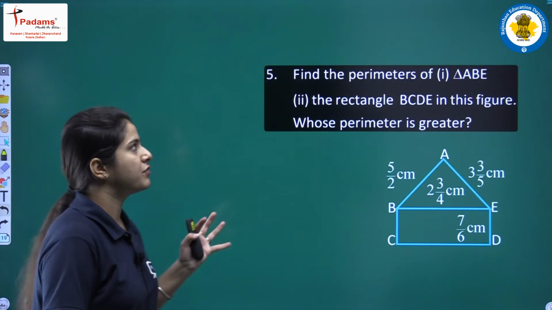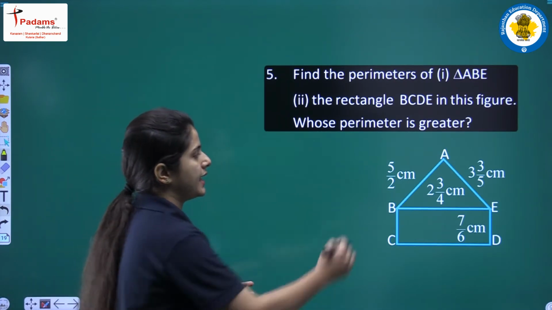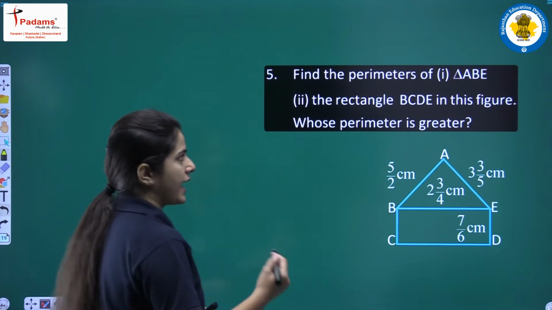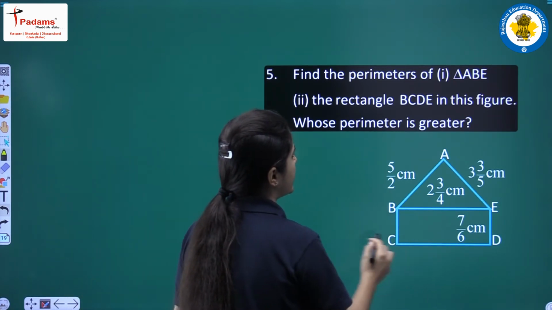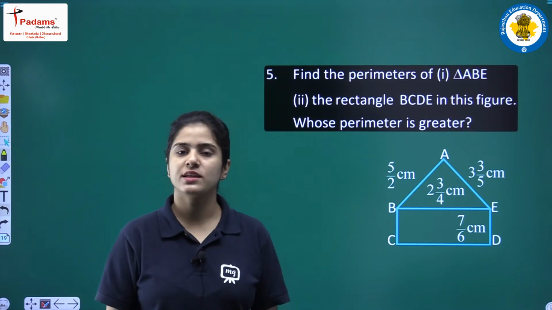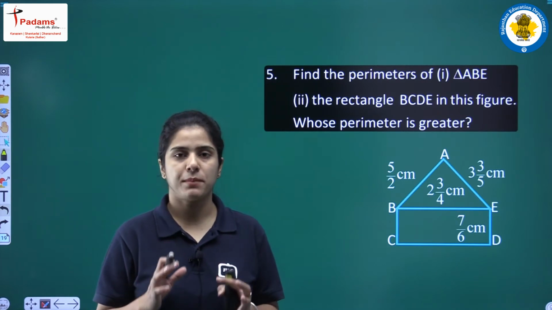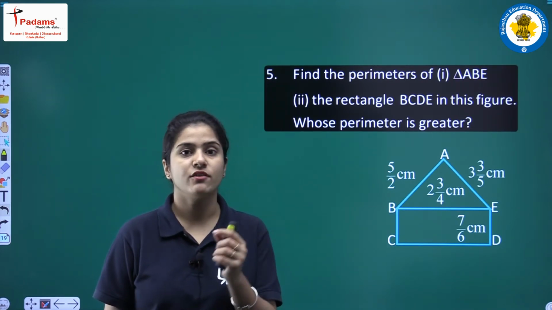What is the 5th question? Find the perimeters of triangle ABE and, in the second part, the rectangle BCDE in this figure. Whose perimeter is greater? Alright students, we need to find the perimeter of both the figures, that is the triangle and the rectangle.